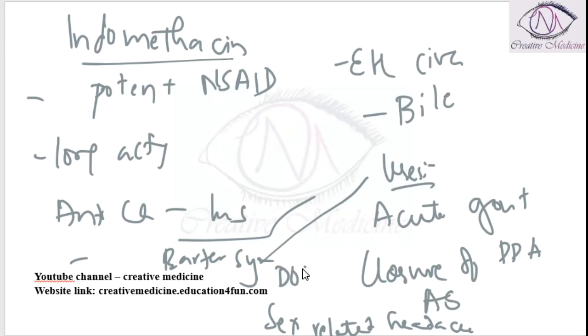So indomethacin is drug of choice for Barter's syndrome and for the closure of patent ductus arteriosus.